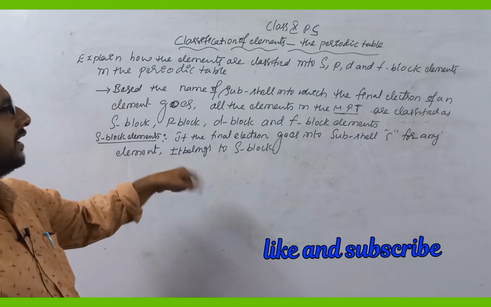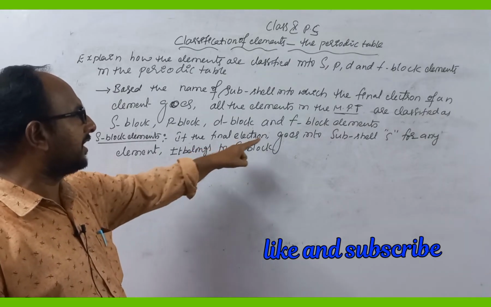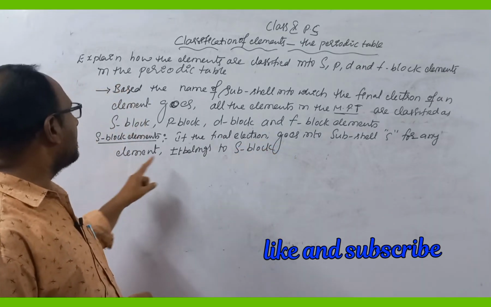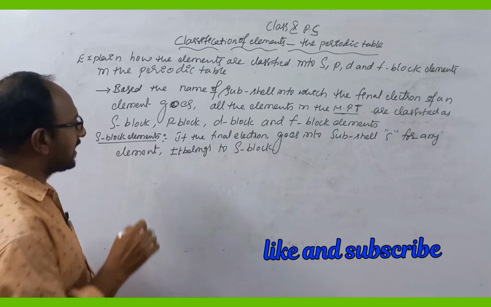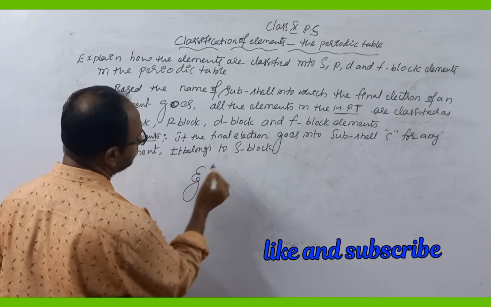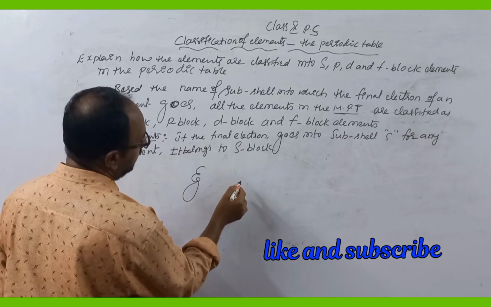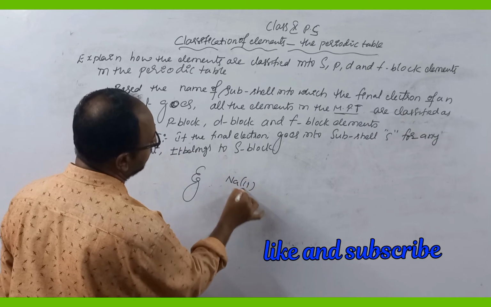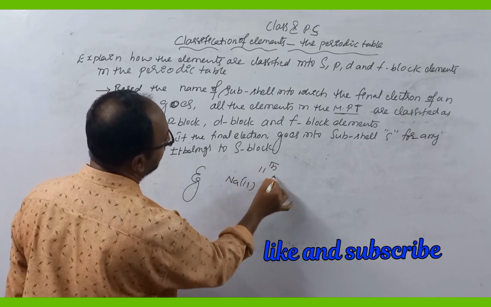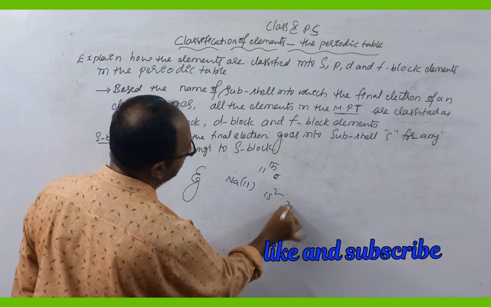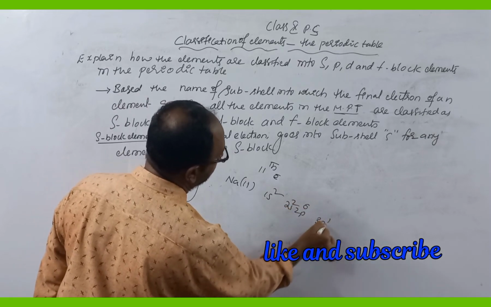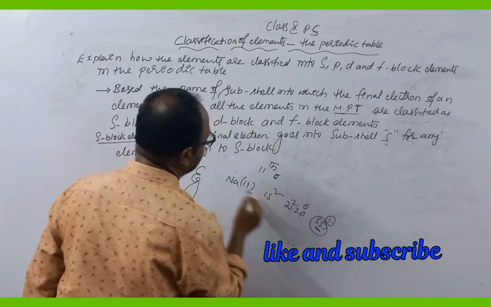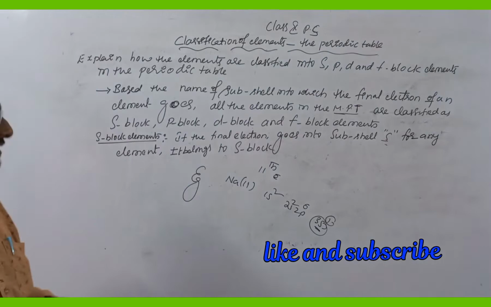If you take any element and write its electron configuration, if the final electron goes into subshell S, then it belongs to S block elements. For example, we are taking sodium, atomic number 11. The 11th electron is the final electron. Its electron configuration is 1s2, 2s2, 2p6, 3s1. So the last electron goes into subshell S. That is why sodium belongs to S block.